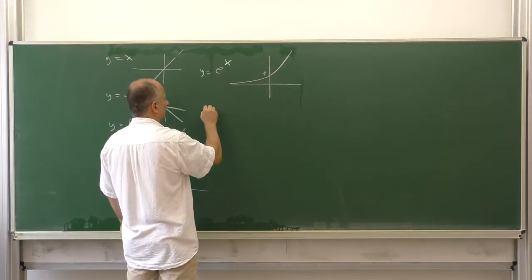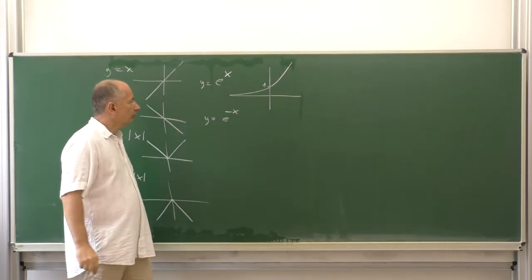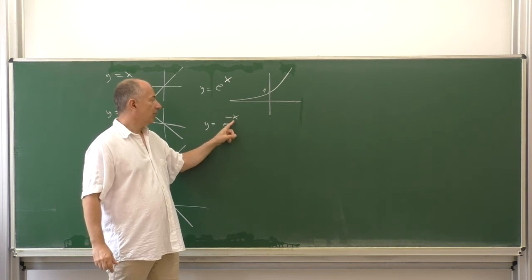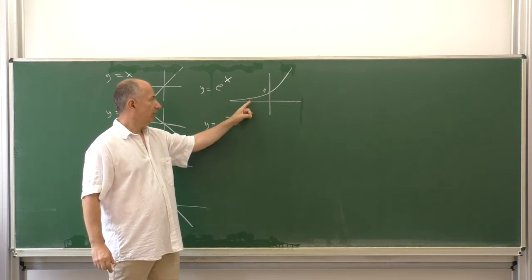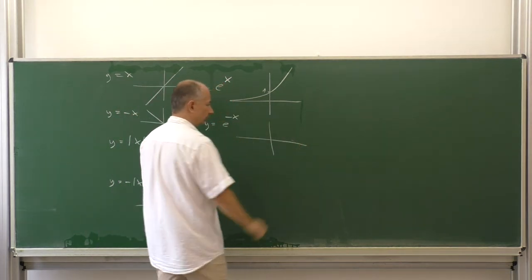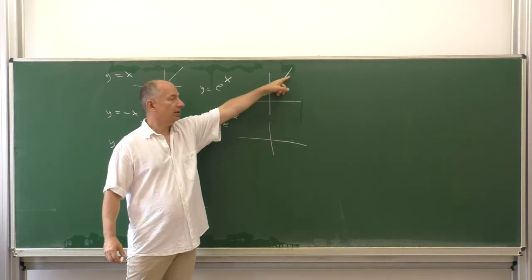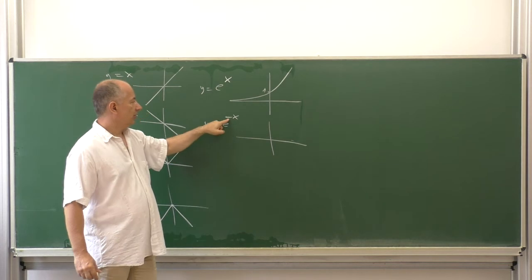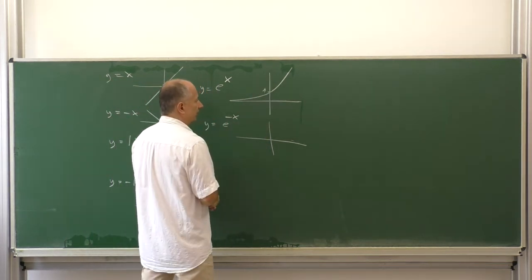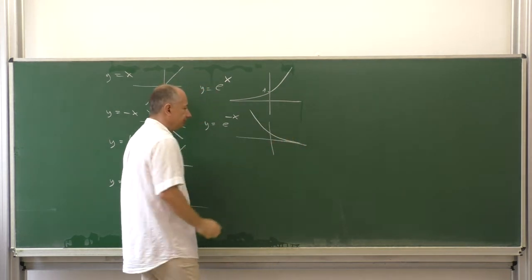If we change the sign of x, then now positive x will give the negative exponent, so the results will be small. And for negative x, the exponent will be positive, and the results will be large. This operation, changing the sign of the argument, now rotates the graph with respect to the y-axis. And the result looks like that.